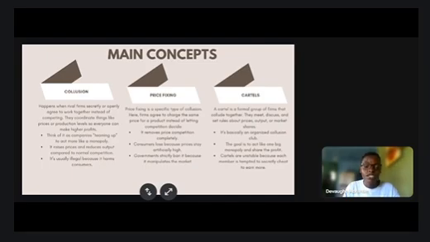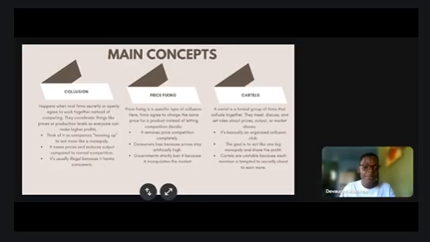The second concept is price fixing, which is a specific type of collusion. Here, firms agree to charge the same price for a product instead of letting competition decide. It removes price competition completely. Consumers lose because prices stay artificially high. And lastly, governments strictly ban it because it manipulates the market completely.